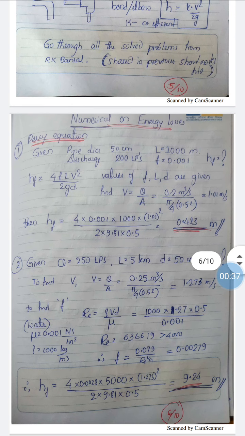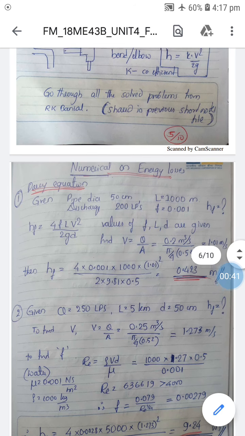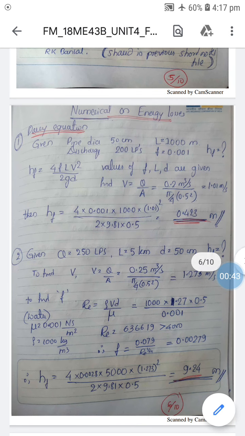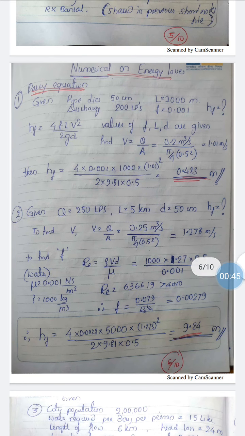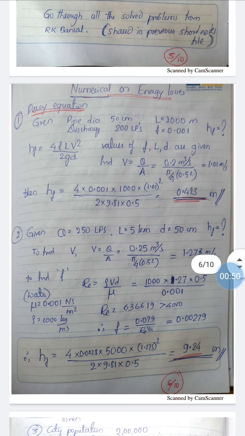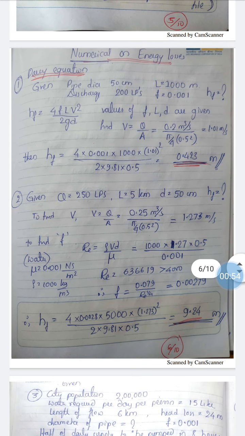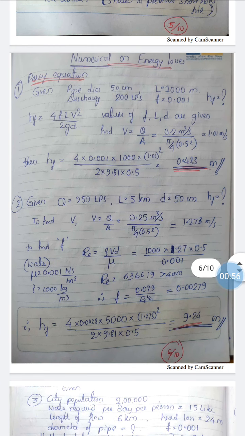So in the first problem here, pipe diameter is given as 50 centimeter, length of pipe is 1 kilometer or 1000 meter, discharge is given as 200 lps, coefficient of friction for material of pipe is given as 0.001, and you are supposed to find the loss of head due to friction, that is hf. So it's a straightforward equation where hf is equal to 4fLV square by 2gD.